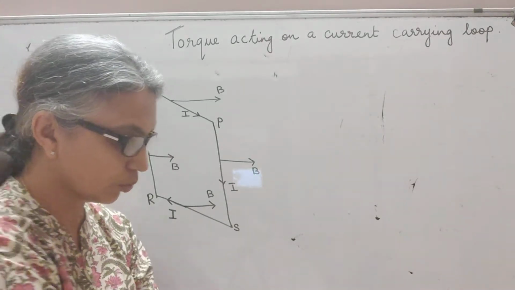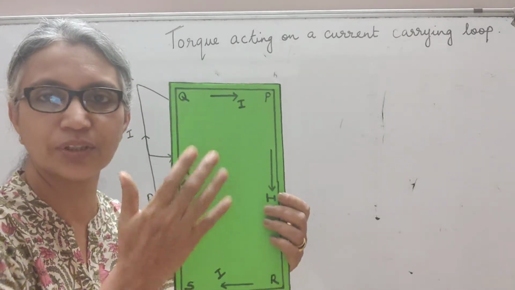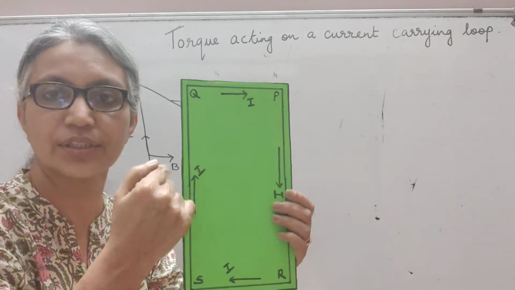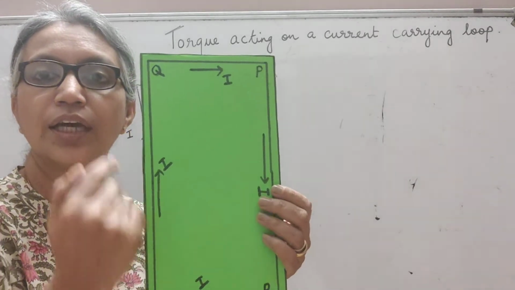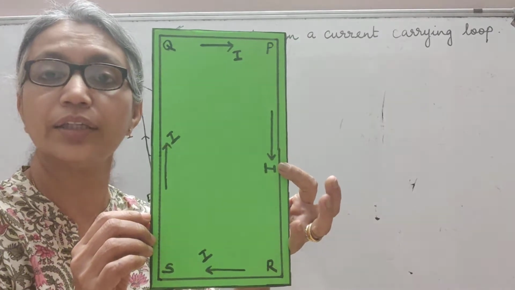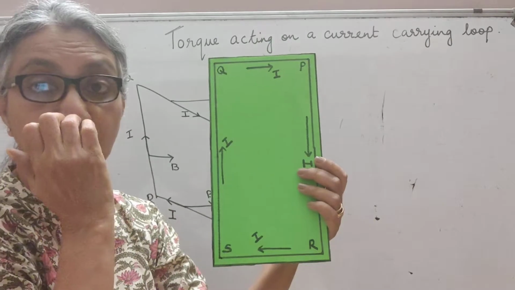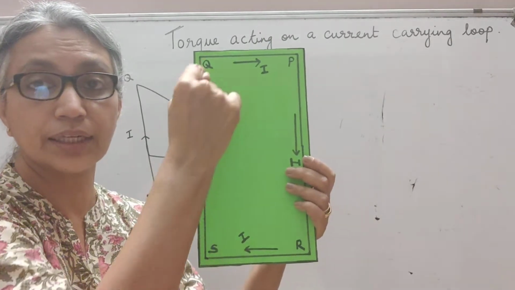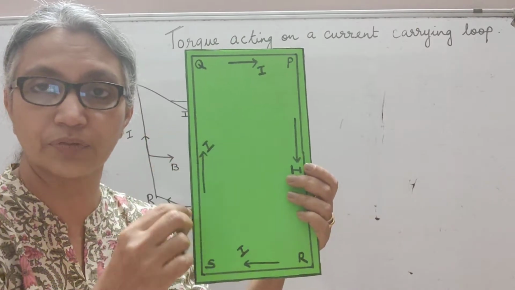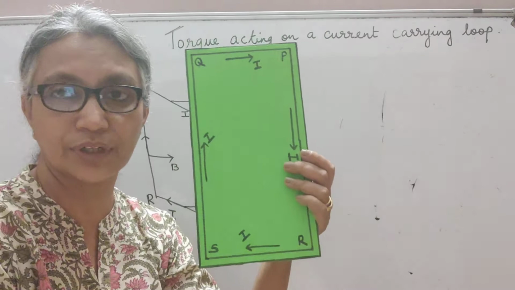Okay. So what we have here is a loop like this. Again, I'm telling you, it is a loop. This portion is not there. It's just a coil which is carrying current. If you see, I have drawn the current in the clockwise direction, and the loop I have called PQRS. The loop is a PQRS loop and it is carrying current in the clockwise direction. Please understand that this is a hollow part. We are just talking about a current carrying loop which is in the shape of a rectangle.